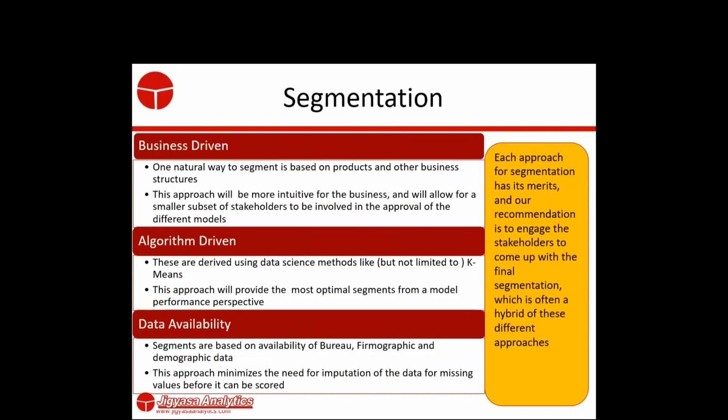Another way which is very popular is data availability. Segments are based on availability of bureau, firmographic, and demographic data. And this approach minimizes the need for trying to impute the data and missing values before any scoring, and so you are scoring based on actual real data.